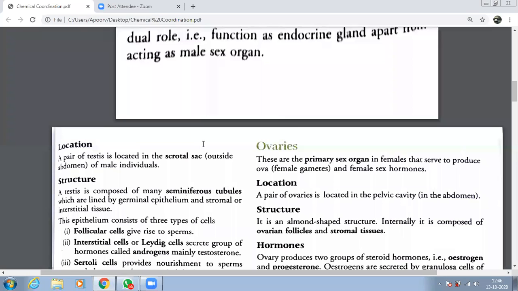Okay, who would take the challenge of giving me all the 5 points? Anyone? Yes, ma'am, I can. Tell, beta. Ma'am, first is development of male accessory sex organs. Second is associated with puberty. Third is stimulates spermatogenesis. Fourth is formation of body tissues and masculine body. Fifth is have anabolic effect.